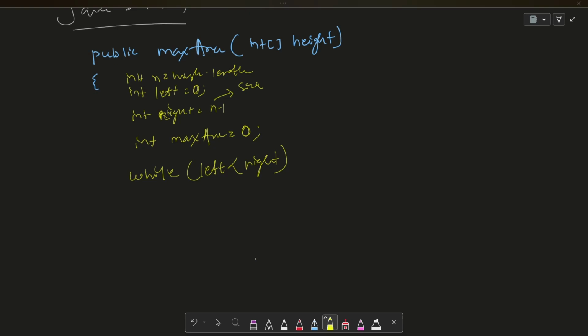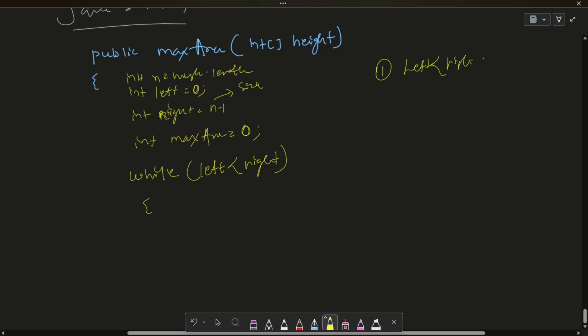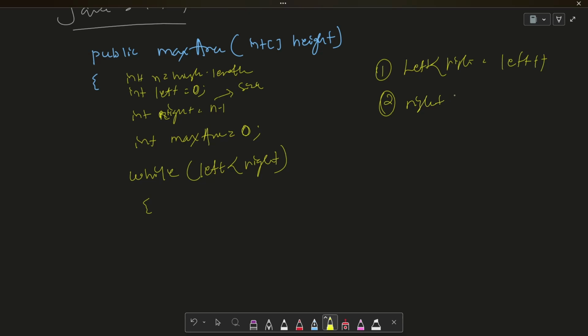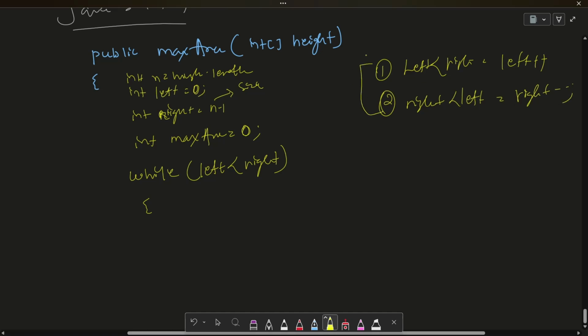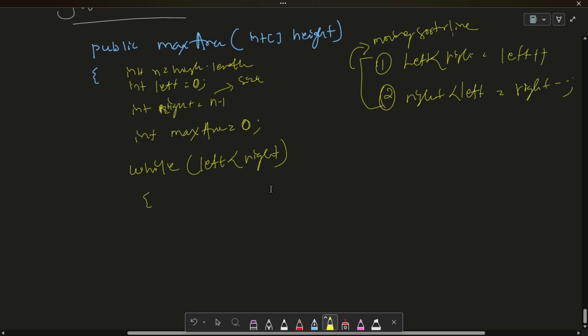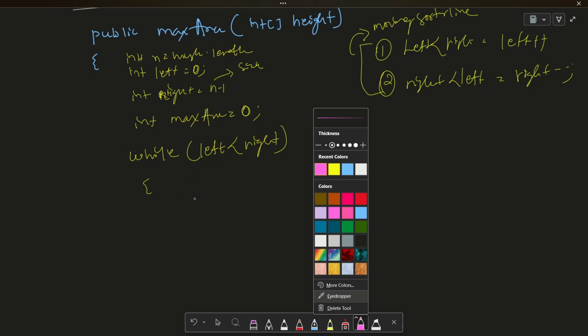Here we have two cases. First case, when the left height is less than right, then we have to move the left pointer. And second case, when right is less than left, we have to move the right pointer. Okay, this we have already discussed. So this is moving the shorter line. First of all, we'll calculate the area. First of all, we'll find out the height and width.